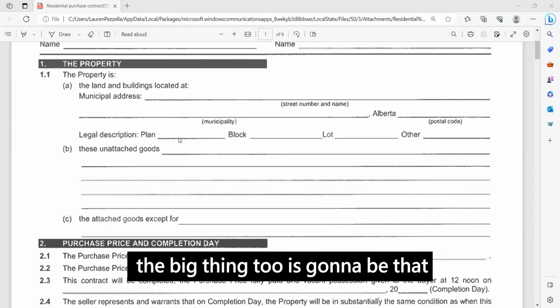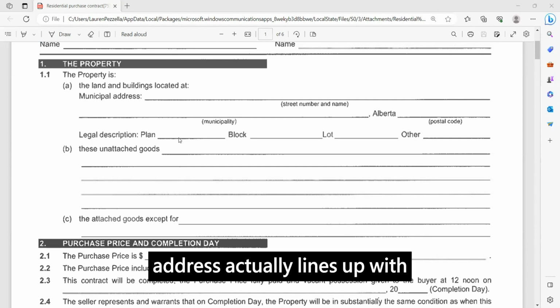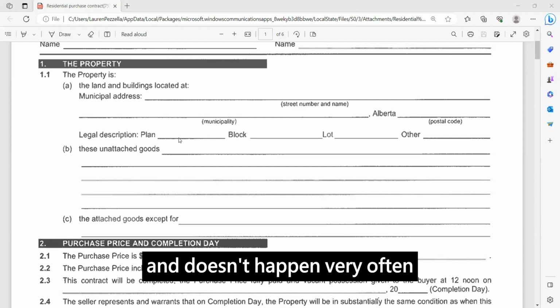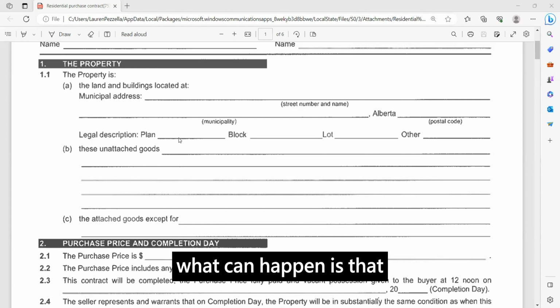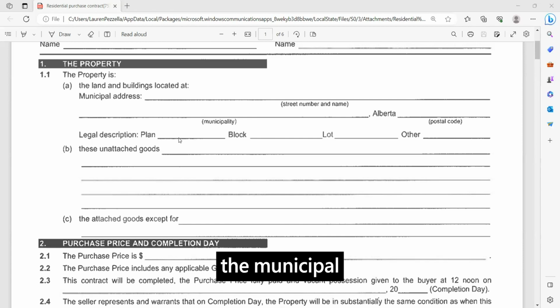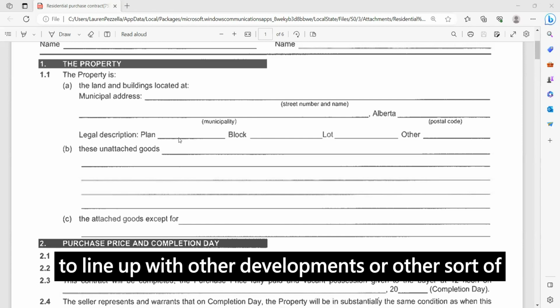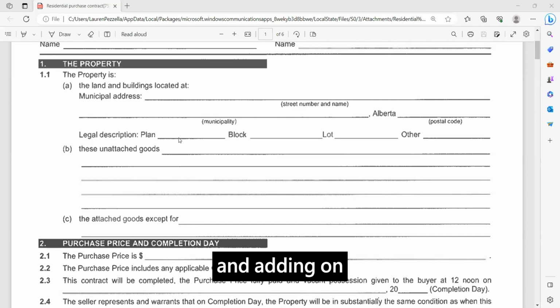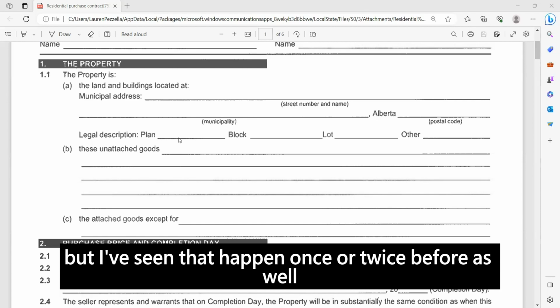The big thing too is going to be that the municipal address actually lines up with the legal description. It doesn't happen very often, but occasionally the municipality will change the municipal address, especially in newer developments, to line up with other developments or other expressways that they're going through and adding on. Again, very rarely, but I've seen that happen once or twice before as well.